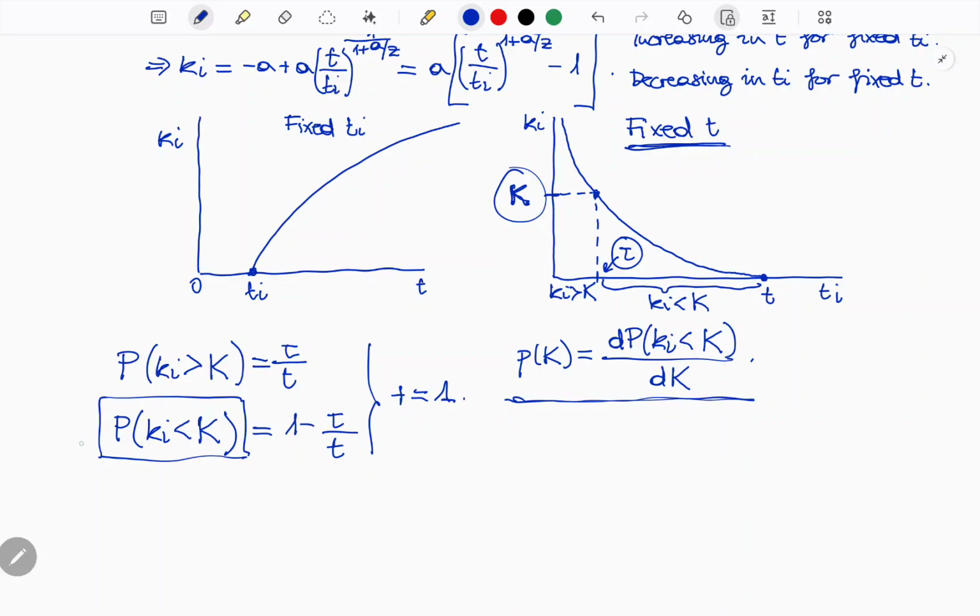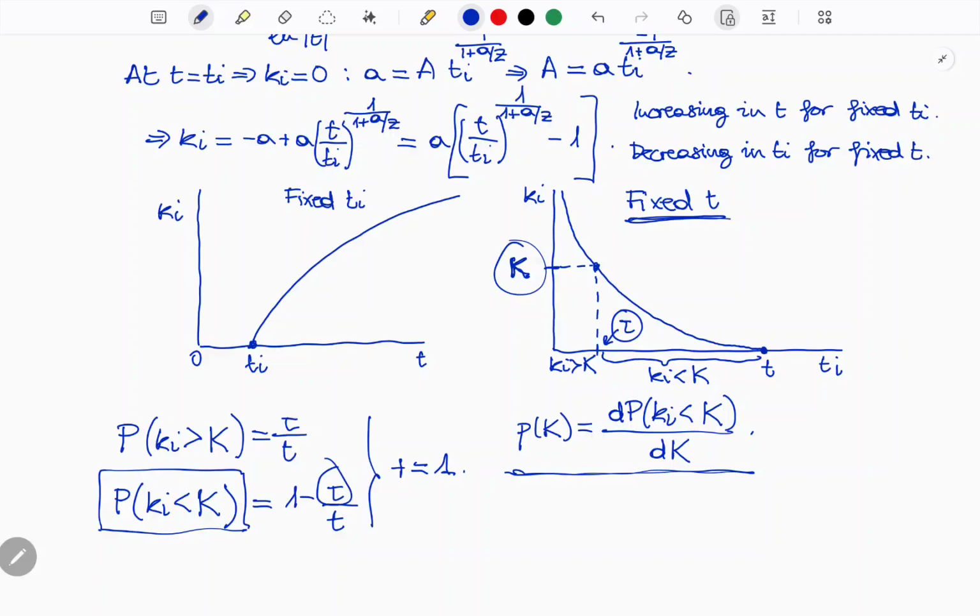Now, I have to find tau, so let's find out tau, because we are going to use this formula, and then we are going to use this formula. But first of all, I need to know what is tau, and I'm going to find tau in terms of capital K. So that's what we're going to do. We are going to use this expression here that we found before, and from this expression, we are going to find what ti is going to give me capital K.